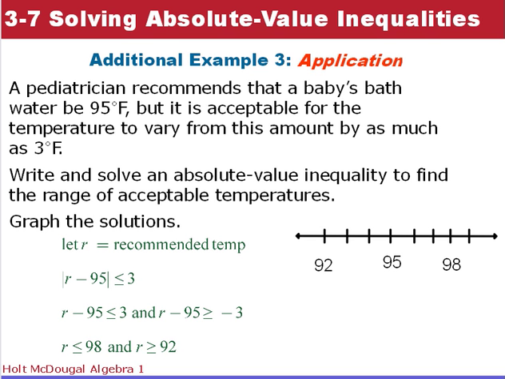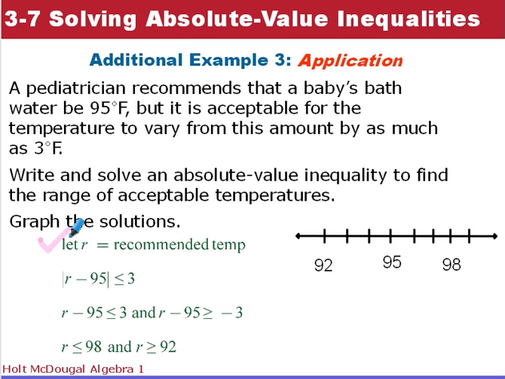So now we have a story problem. A pediatrician recommends that a baby's bath be 95 degrees Fahrenheit. It's acceptable for the temperature to vary from this amount by as much as 3 degrees. Write and solve an absolute value inequality to find the range, and then graph the solutions. So with any story problem, you always need to define a variable.